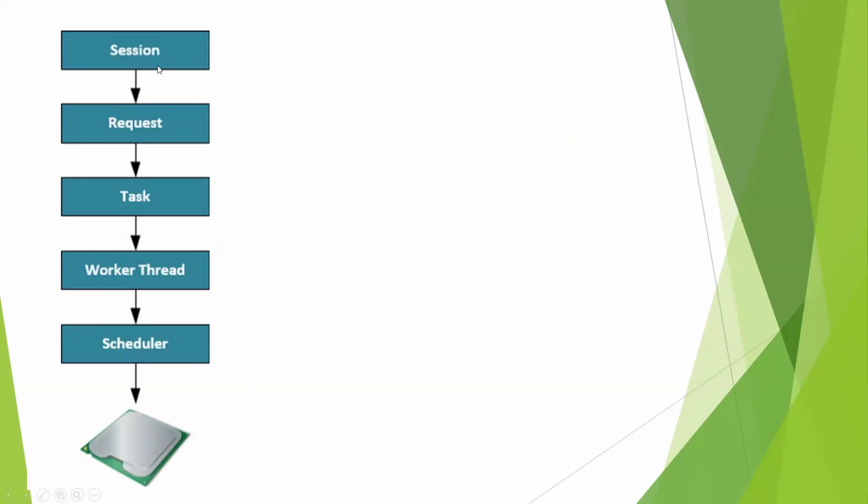So the session first. Whenever a user connects, a session will be created. Then a request will be assigned to the session, so the user request will be assigned to a session. That request will be converted into a task, and the task will be assigned to a worker, right? So the request is converted into a task.